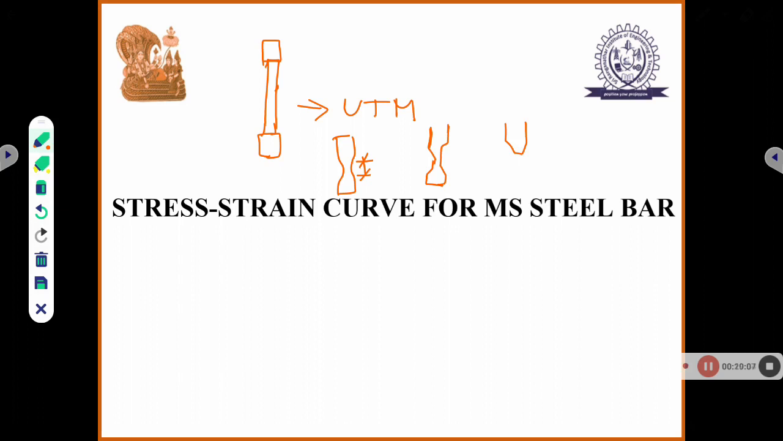So this is the mild steel stress strain curve for a mild steel bar. So from this we are going to study this in the strength of materials unit itself, and then in the laboratory itself we are going to study these topics.